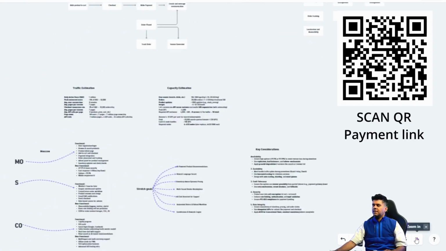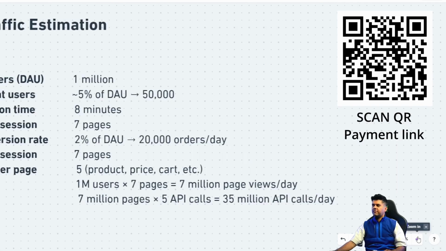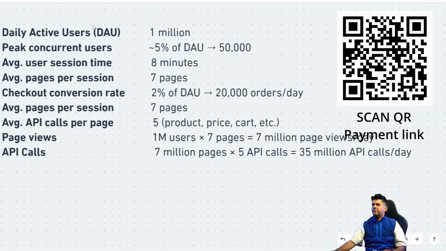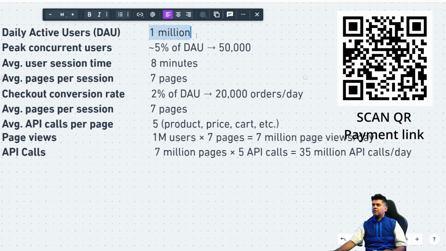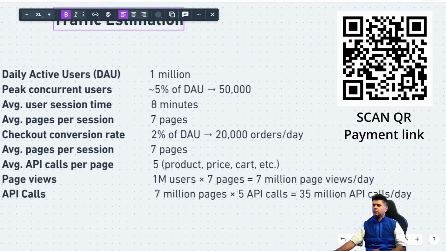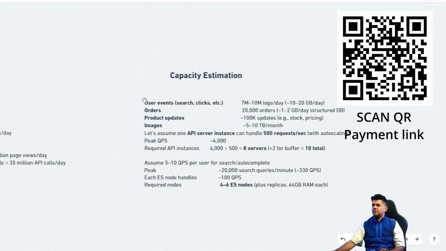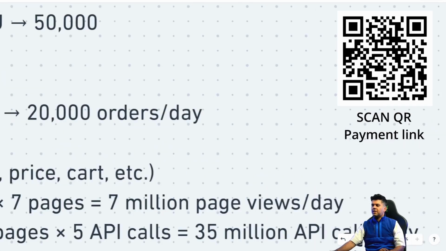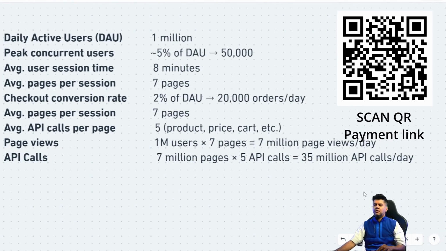Now, the next thing we want to do is estimate the traffic that's coming to our platform. We have 1 million daily active users on our platform. At any point of time, what will be the peak concurrent users that are possible? I'm saying that 5% of my daily active users, which is 50,000, would be peak concurrent users. And any time a user comes to the platform, how much time does he spend? Let's say 8 minutes. So this estimation exercise is something that you would do. I usually do traffic estimation and capacity estimation, to ensure that you and the interviewer are on the same page.